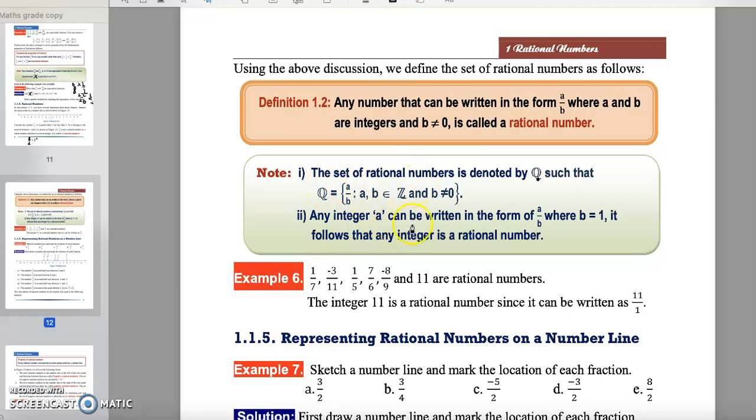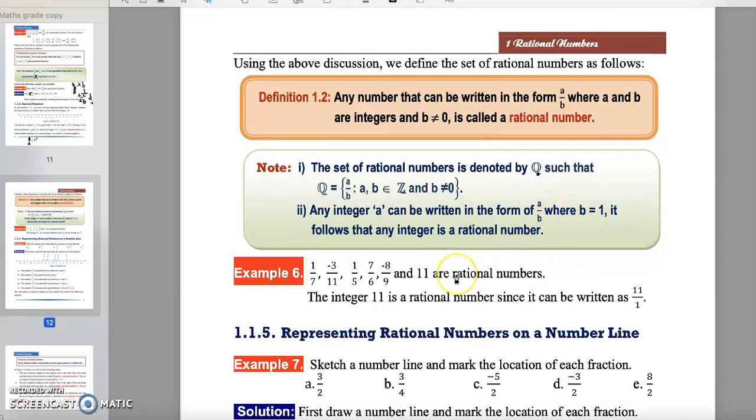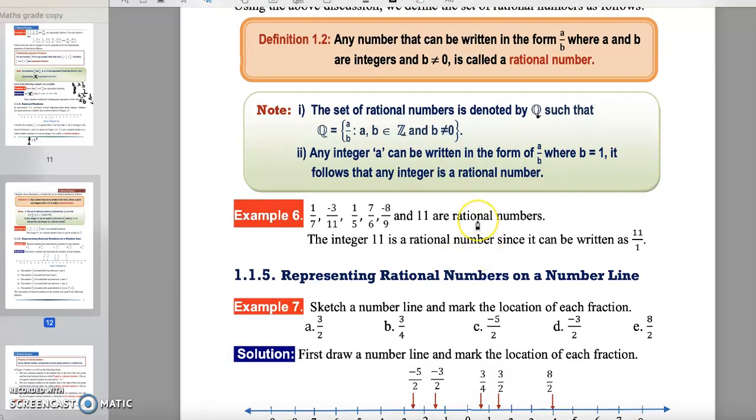Any integer a can be written in the form a over b, where b equals 1. So we can say all integers are rational numbers. Any number we get is a rational number.